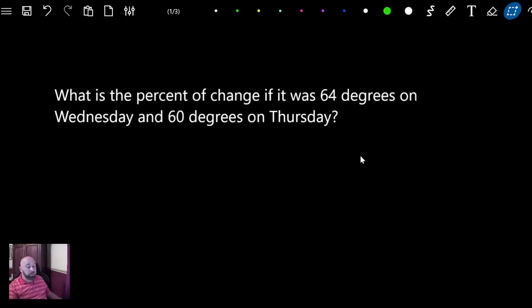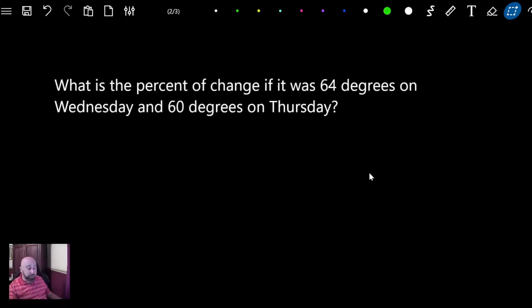So let's do this one. This one is actually an example in your book if you're following along there. What is the percent of change if it was 64 degrees on Wednesday and 60 degrees on Thursday? So what happened? Well, it was 64 degrees and it went to 60 degrees. So was that an increase or a decrease? That's right, we're going down. We went from 64 to 60, so we're going down. We're decreasing, okay?